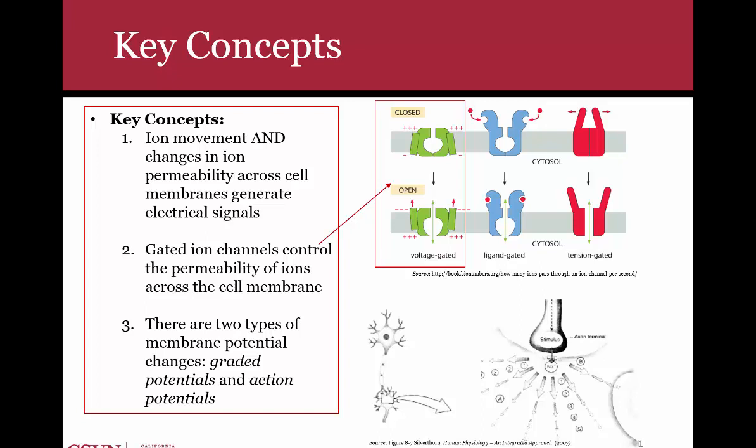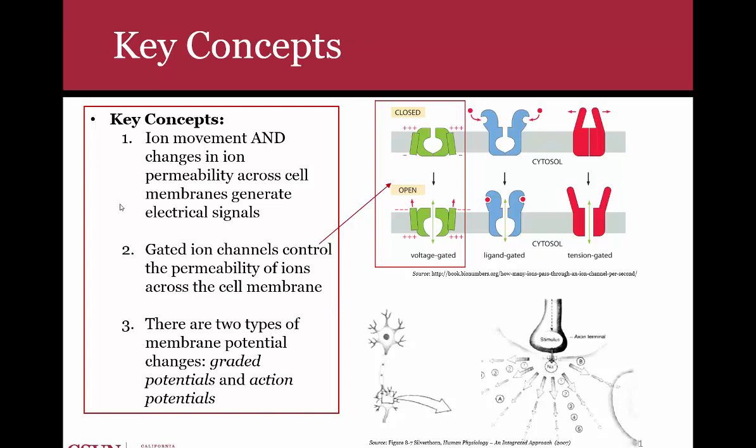You also have tension gated, which effectively are just like pressure. So these you have on your hand, for instance, so you can feel different pressures. You have all sorts of different kinds. What's not mentioned here is temperature sensitive ones, so that's how you can tell that you're burning your hand when you're placing it on a hot stove or something. So yeah, that's the second key concept.